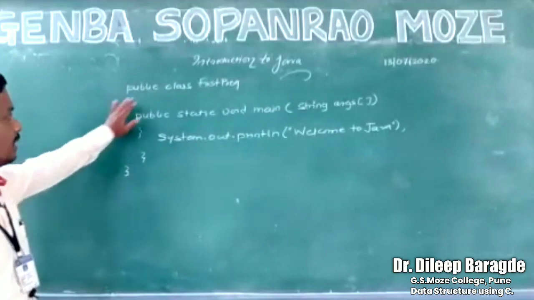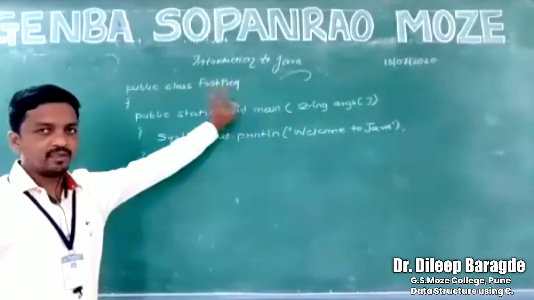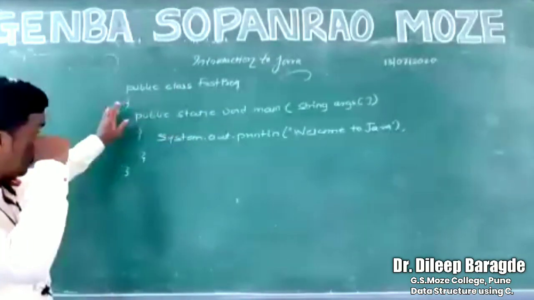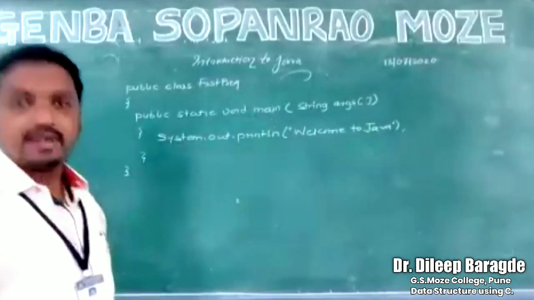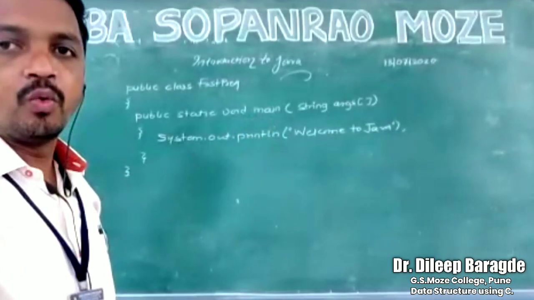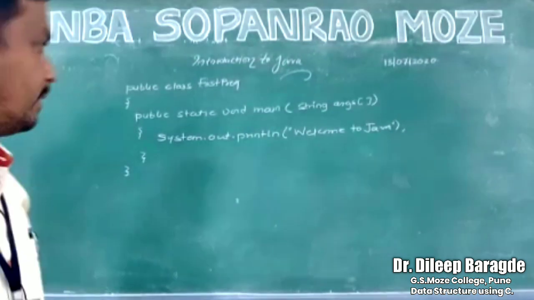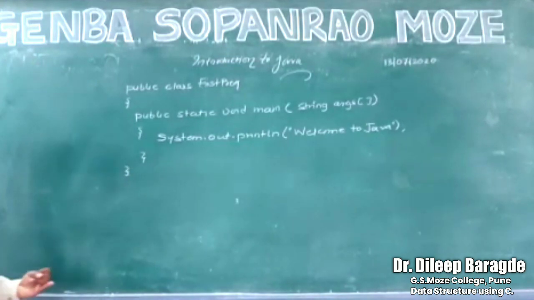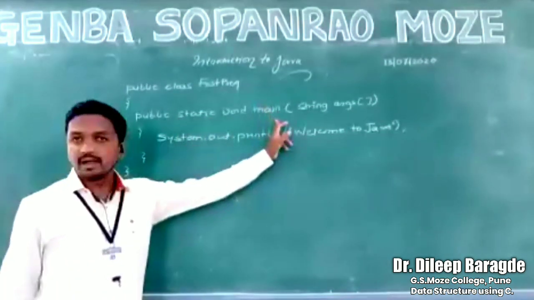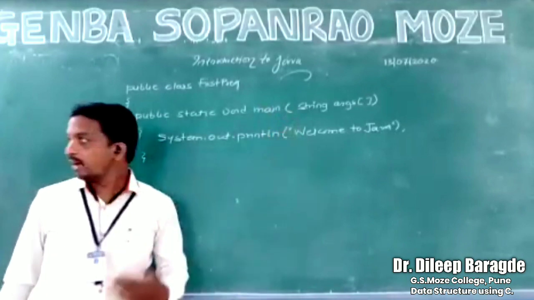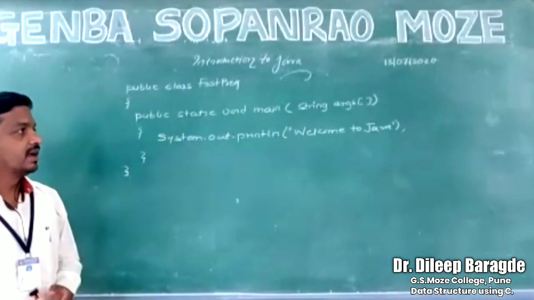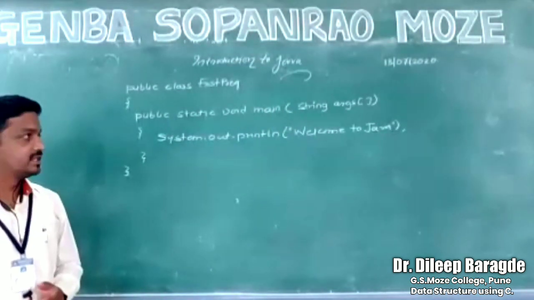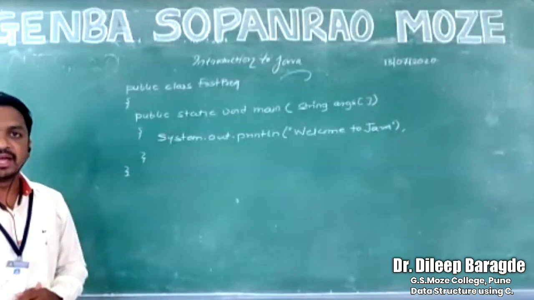So look at the board: public class FirstProgram, then opening braces, then public static void main. So here there are total 3 keywords: public, static, and void, and then we are writing the main function. And in the parameter also you have to pass String args, that is string and then args, arguments, and an array symbol should be there.